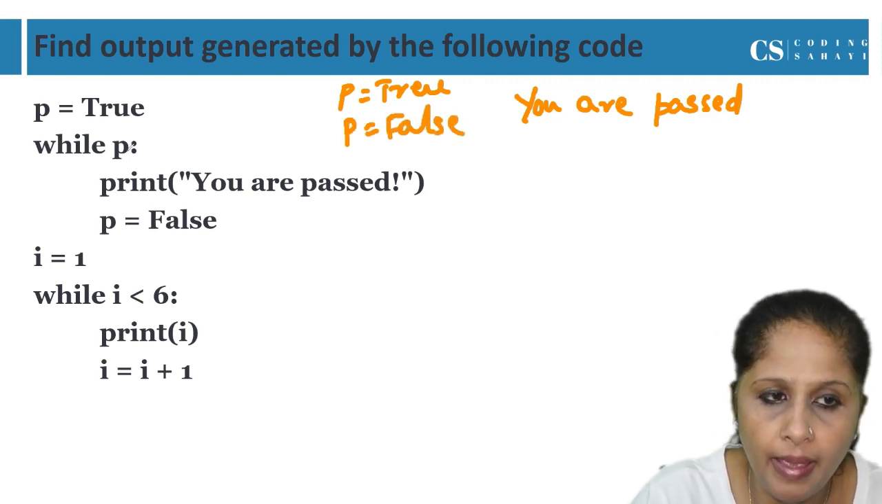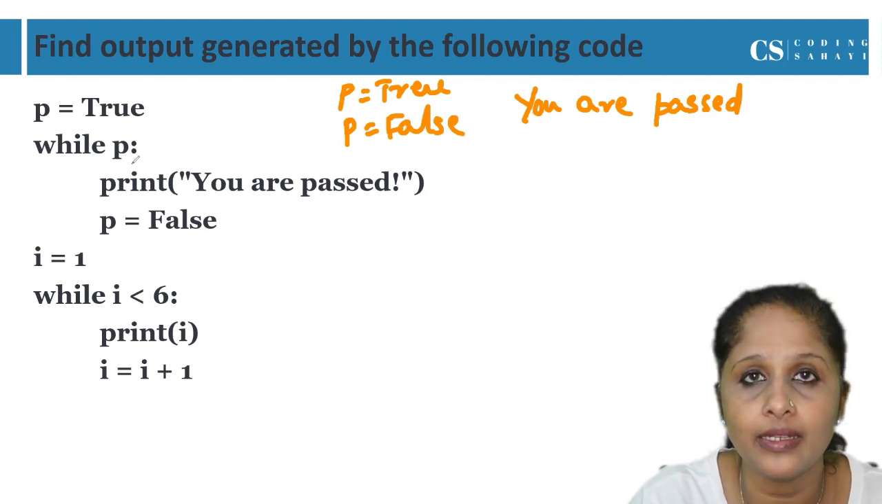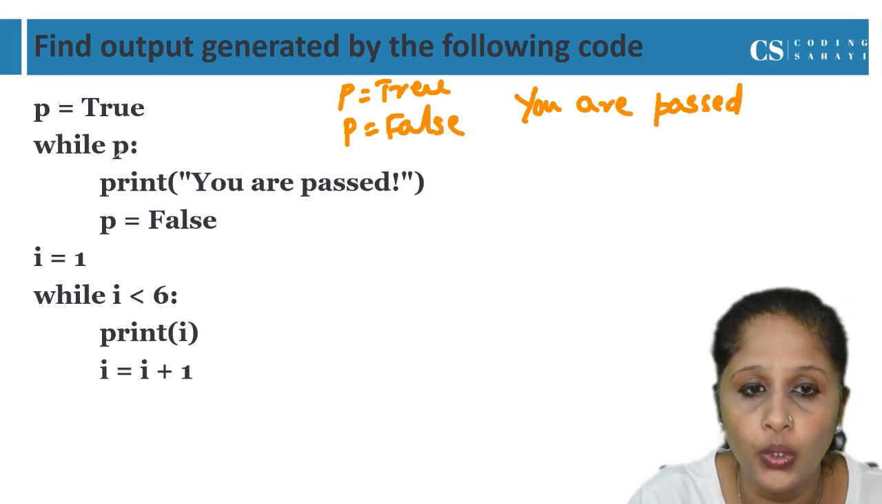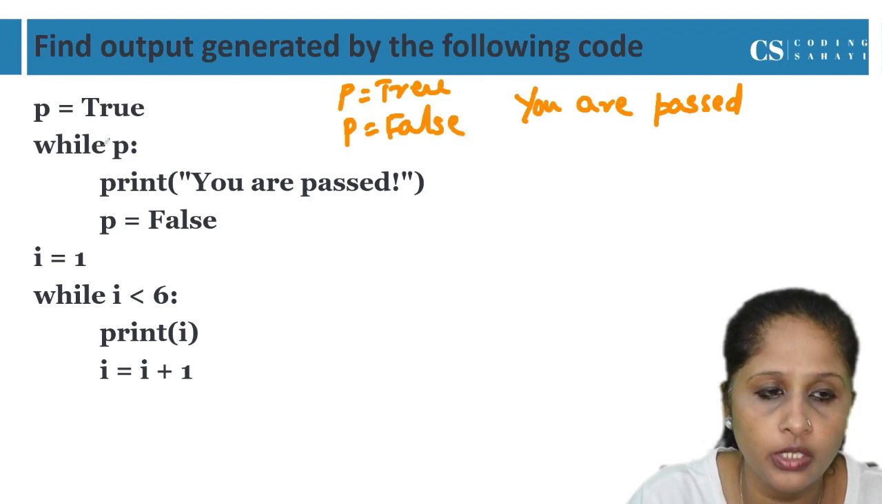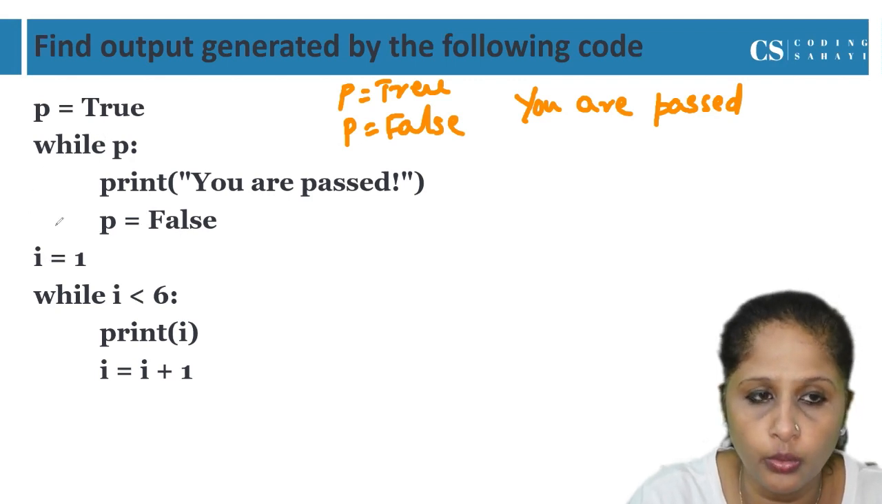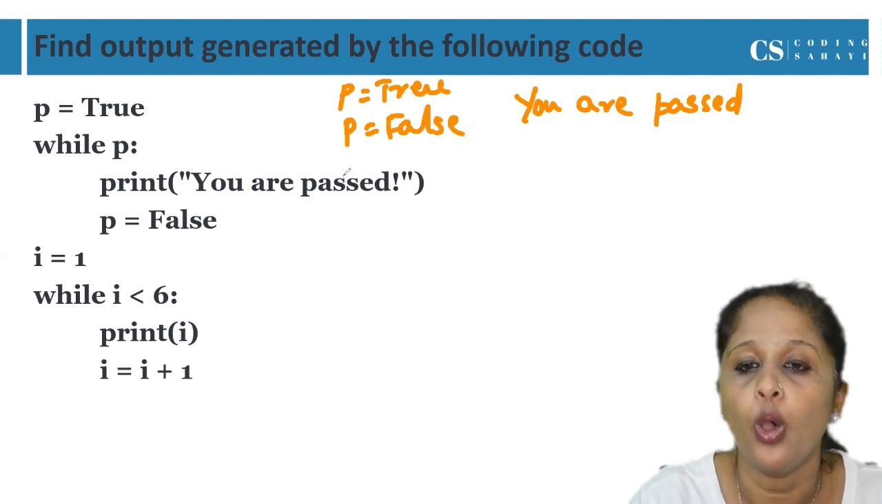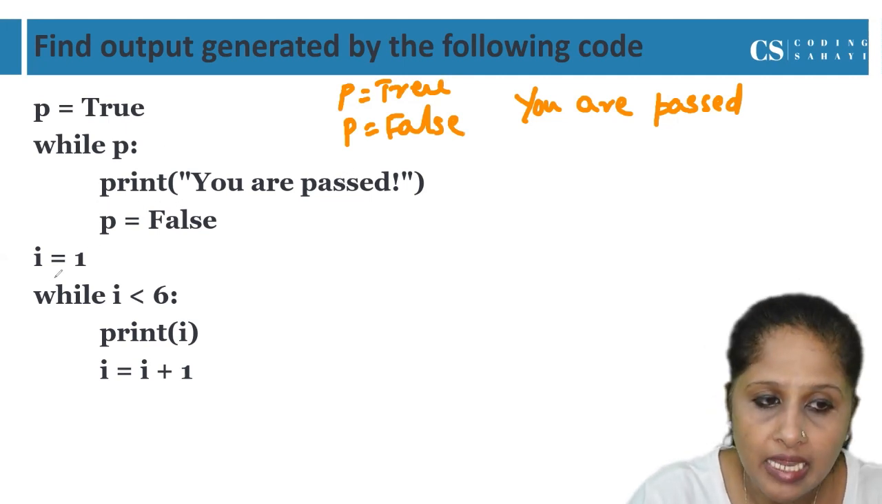Then it's going back to while P. So it is taking while true. Is it satisfying? No, because P has the value false. So it's coming out of the loop. So in this case, this while loop is executing only one time. Now it is coming out.